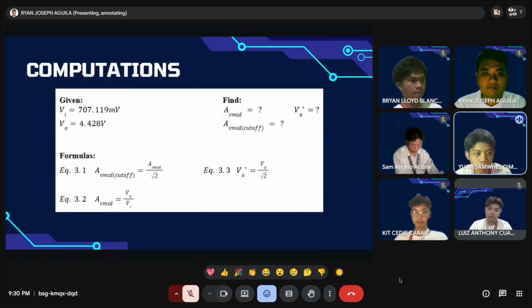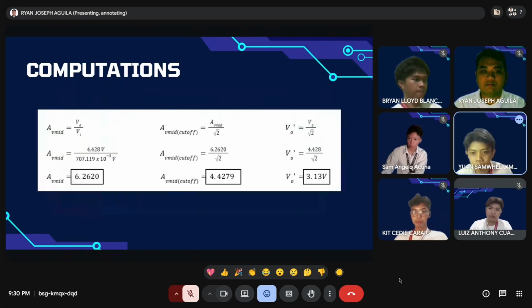For the computation part, we use both of our input and output voltages to compute the mid-band voltage gain, the mid-band voltage gain cutoff, as well as our target output voltage. So using equations 3.1, 3.2 and 3.3, we get the values. So next slide, please. For our mid-band voltage gain, we get 6.262. For our mid-band voltage gain cutoff, we get 4.4279. And for our target output voltage, we get 3.13 volts, where this target output voltage will be useful to find our cutoff frequency. So next slide, please.